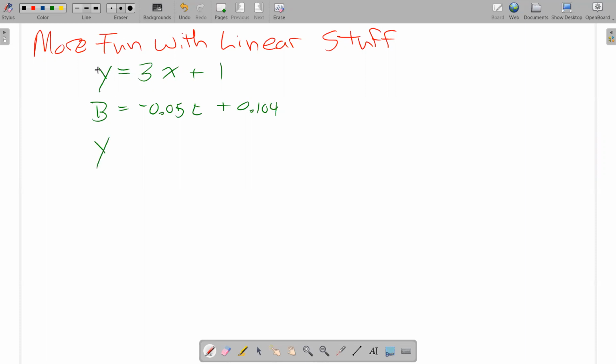Generally, we have some variable y or b on this side. That's called the dependent variable. And on the other side is our independent variable. Sometimes it's x, sometimes it's t, sometimes it's something else. So the x or the t in this case, those are my independent variables.